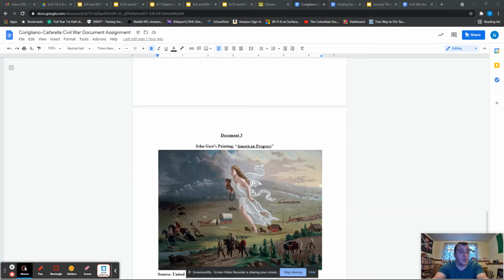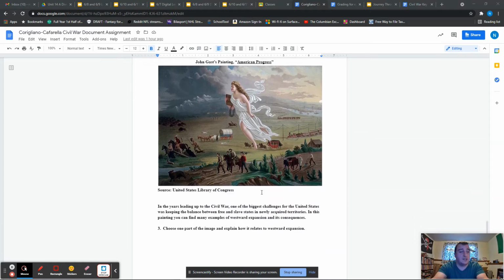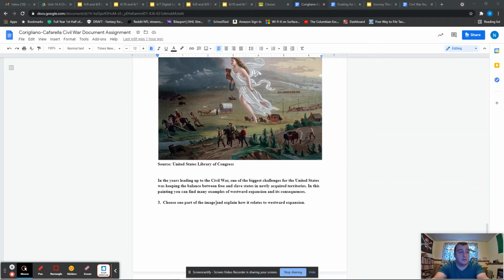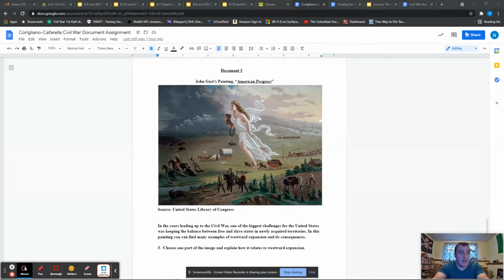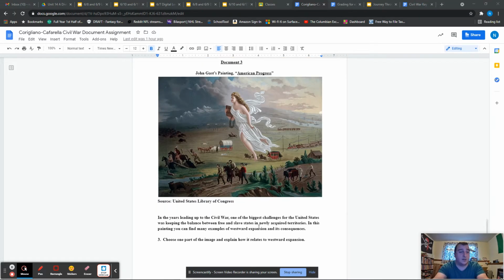And then document number 3 is John Gast's painting American Progress. So you read the little description down here, and then what you need to do is answer question number 3. Choose one part of the image and explain how it relates to westward expansion. So that's what you're going to answer. That's what you're going to do, guys, is talk about the painting and try to relate it to westward expansion.